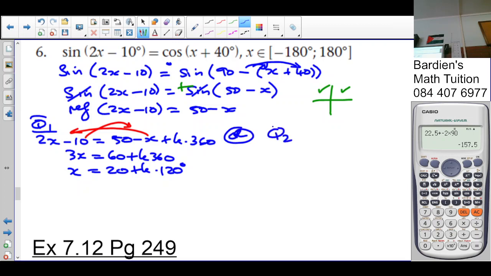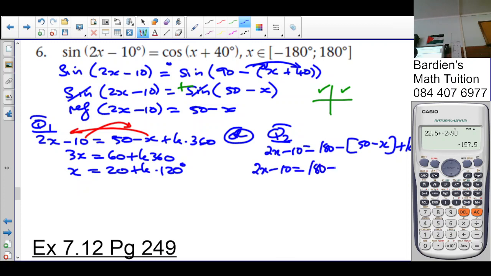Now quadrant 2. How do we get in quadrant 2? 2x minus 10 equals 180 minus (50 minus x) plus k times 360. So that becomes 2x minus 10 is equal to 180 minus 50 plus x plus k times 360.